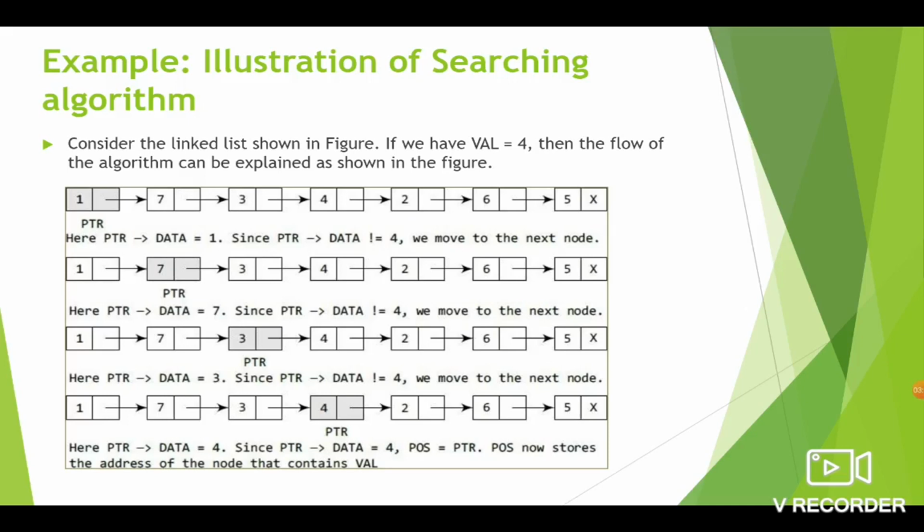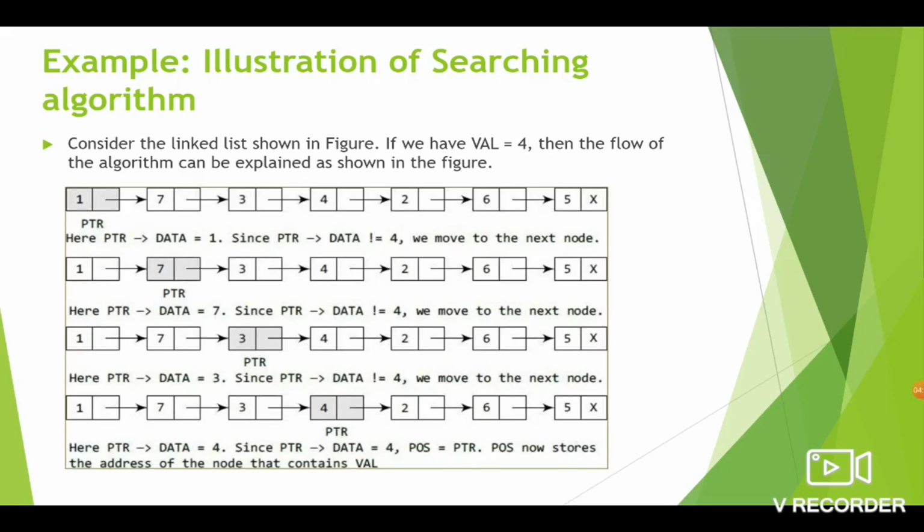For example, this is my linked list and I am searching for the value 4. So we start with the starting node. We use a temporary variable PTR. PTR points to the first node, and we check the data of PTR with the value 4, whether they are equal or not.